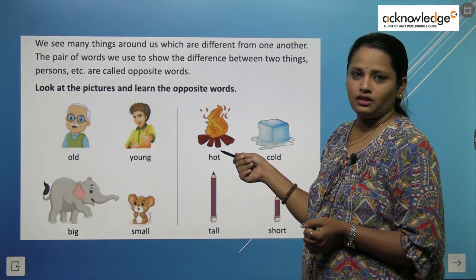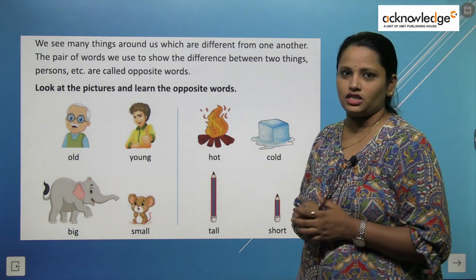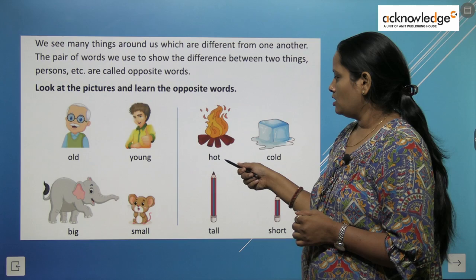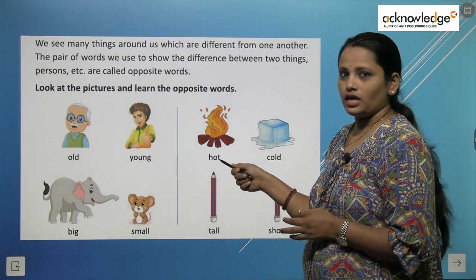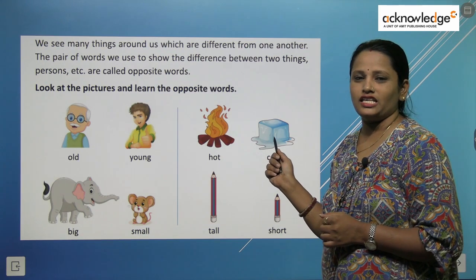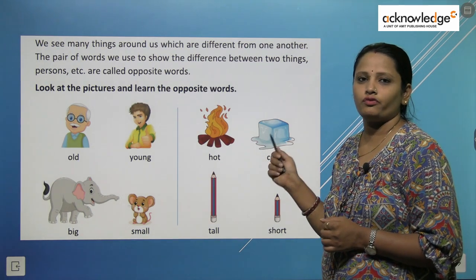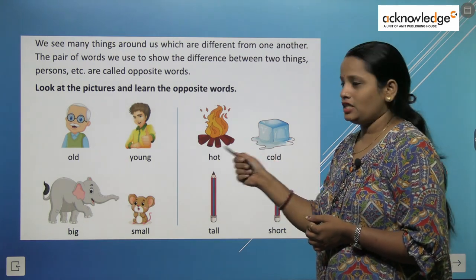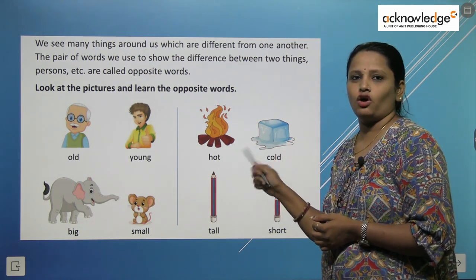There is something, and I think if we touch it, our hand will burn. So, don't touch it. So, this is hot. And here we can see there is an ice cube that we can find in our fridge. So, it is very cold. So, these two words are the opposite of each other.